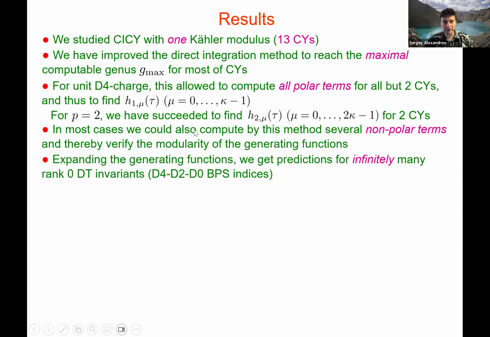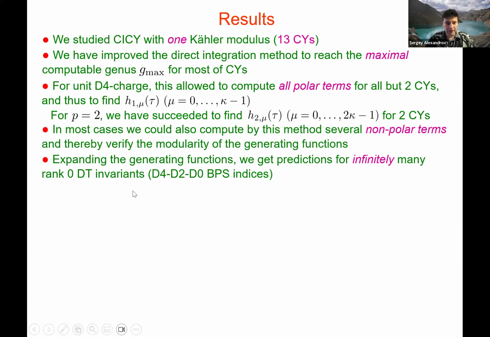In fact, we could do even better. We computed not only polar terms, but also many non-polar terms using these wall-crossing equations. And they perfectly matched the prediction of modularity, because the same non-polar terms you can obtain just by expanding the generating functions, right? And it's really striking to see how huge numbers, sometimes with 30 digits, perfectly match while being computed from two completely different methods. And I should say that from the mathematics point of view, this modularity is completely mysterious. So it's a really very non-trivial check of the physical prediction of modularity from string theory.